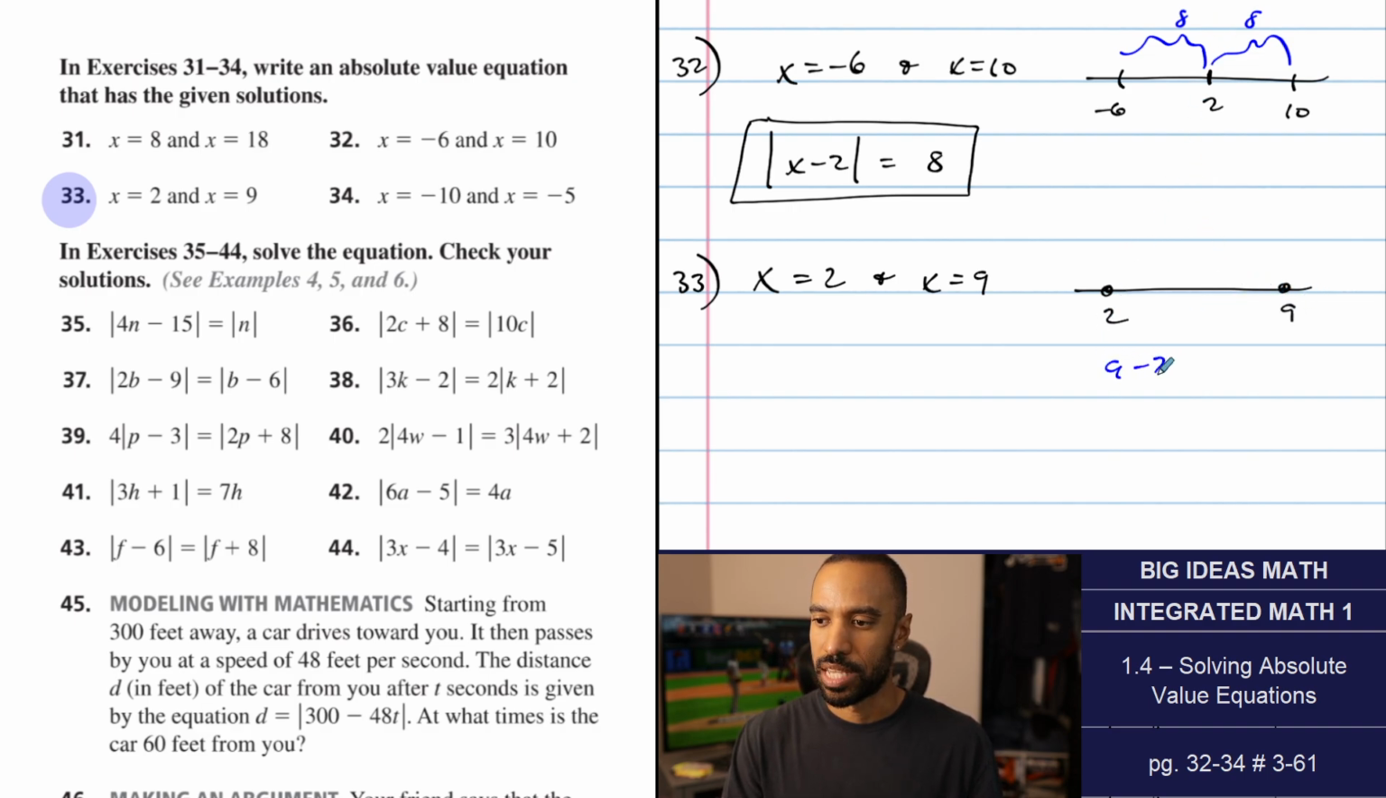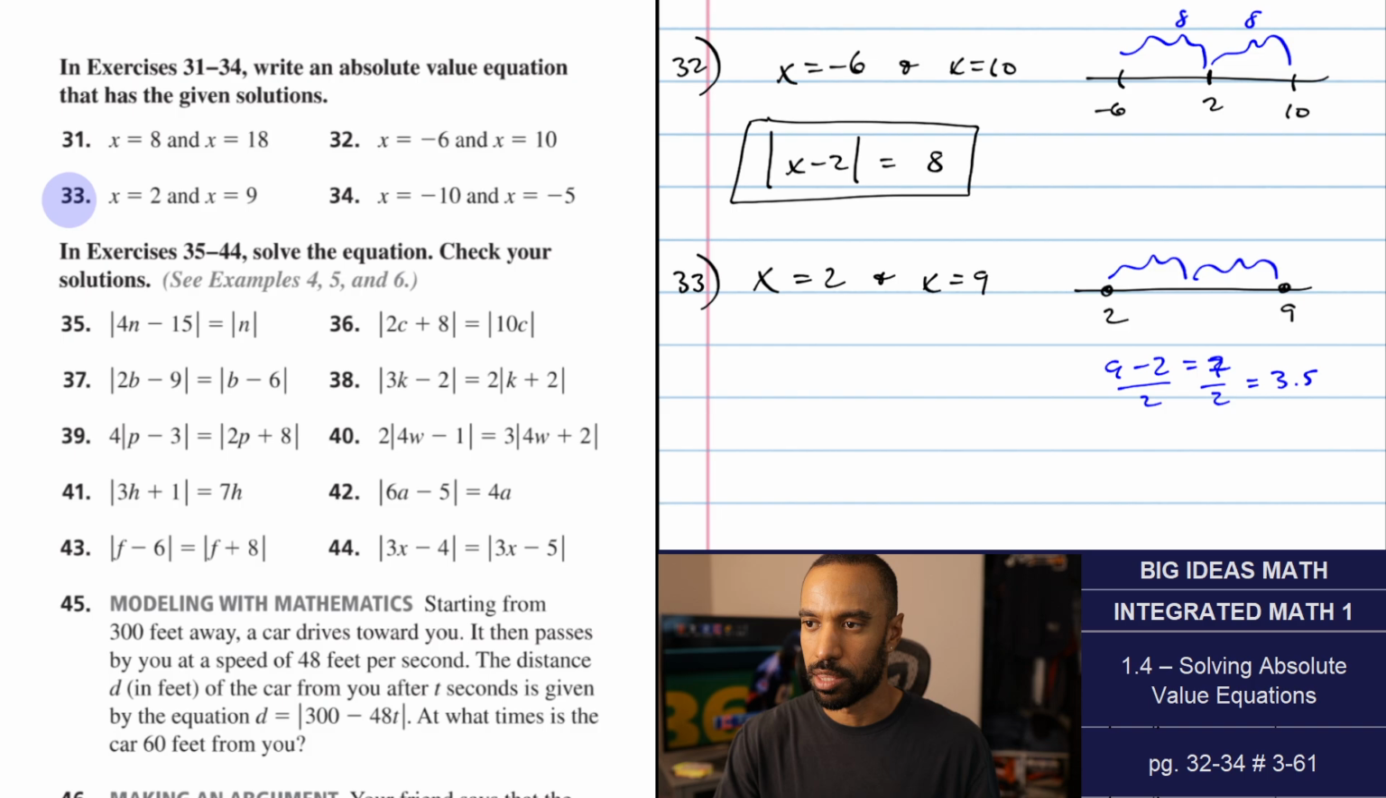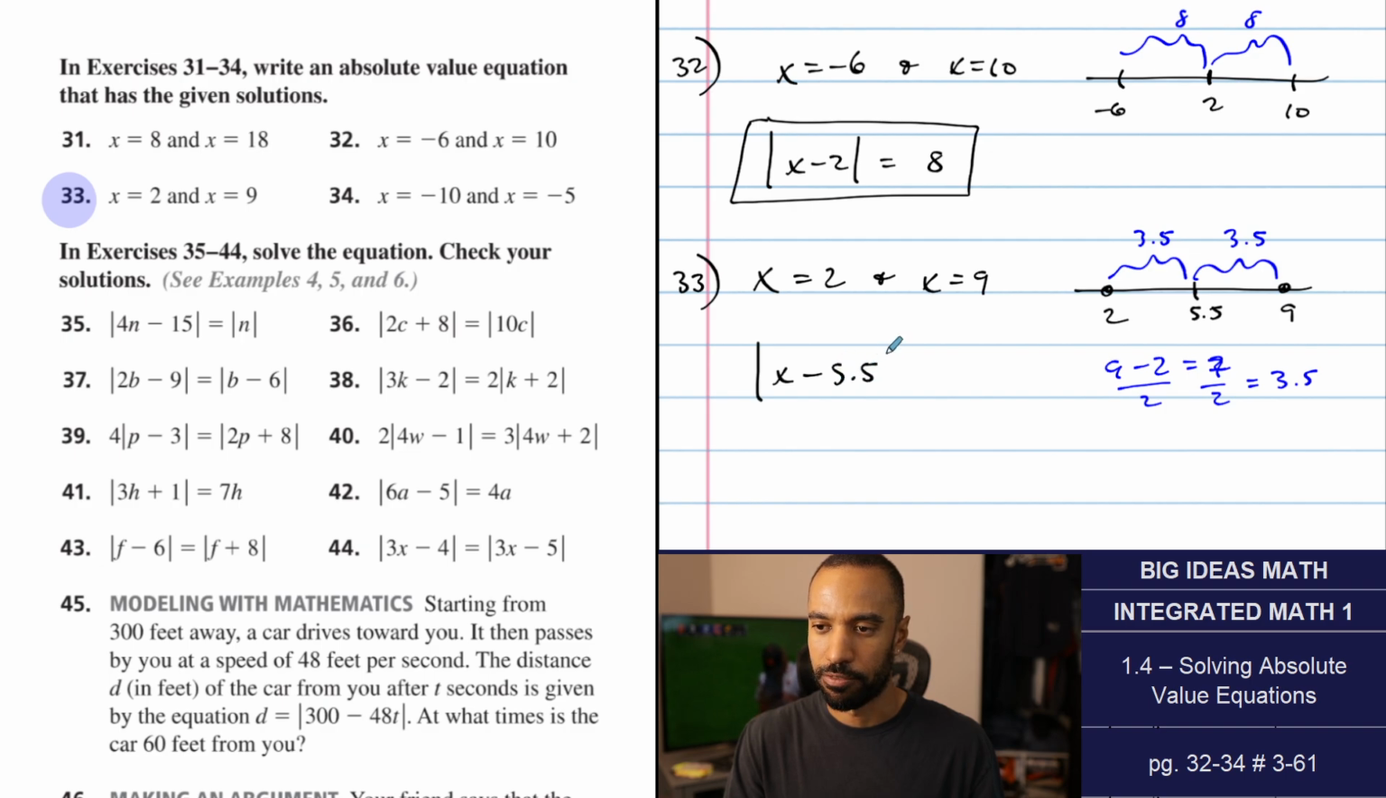9 minus 2 is 7. That's the distance between these two numbers. But half of 7 is half the distance between those two numbers, which is 3.5. We have to go 3.5 units this way or that way to get the middle value. That middle value will be 5.5. So we can write that one as adding or subtracting 3.5 from 5.5, which is our distance from x. Absolute value of x minus 5.5 equals 3.5.